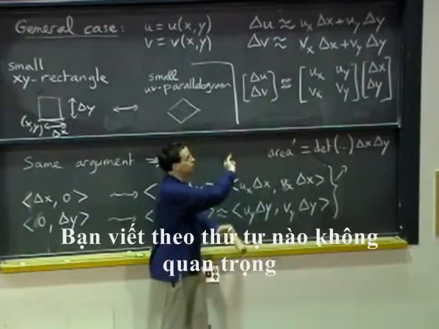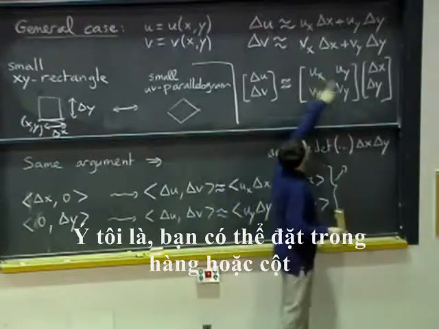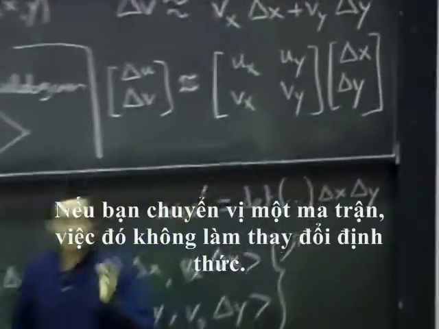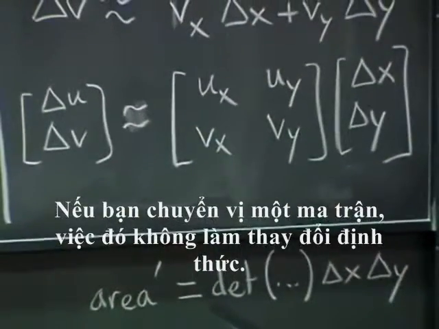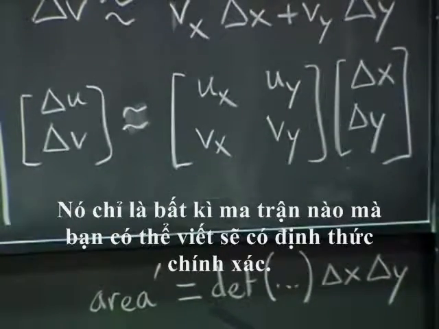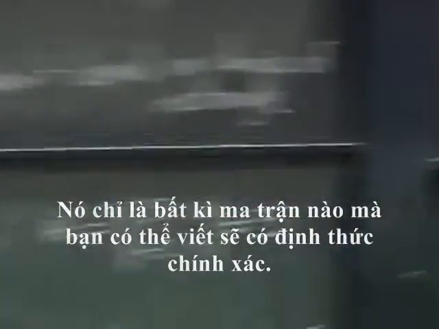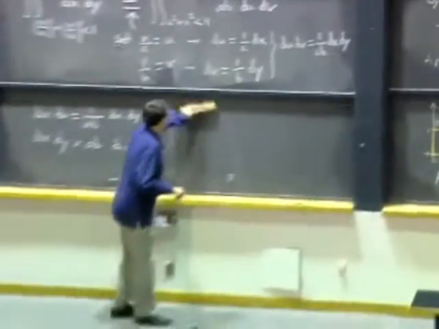It doesn't matter in which order you write it. I mean, you can put it in rows or in columns. If you transpose a matrix, that doesn't change the determinant. It's just, any sensible matrix that you can write will have the correct determinant.